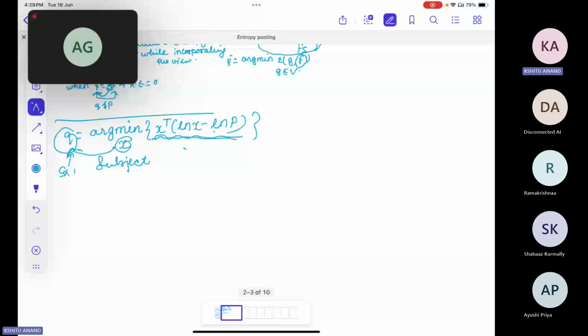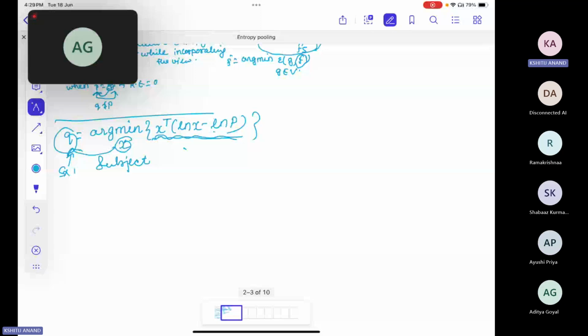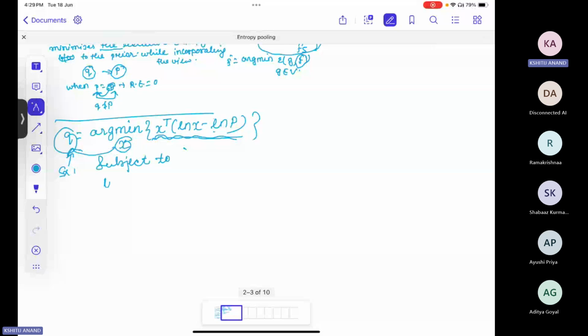Okay, so basically, this is your matrix Q. So now you are giving some view. So what is your view? Your view is basically Gx is less than or equal to H and Ax is equal to B.